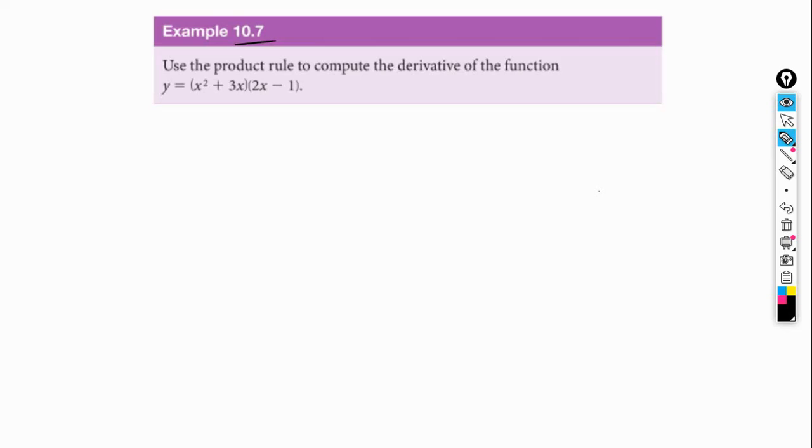Very well, so here we are with example 10.7, and it says use a product rule to compute the derivative of the function y equals x squared plus 3x times 2x minus 1. So obviously you guys know how to expand this by multiplying them and then finding the derivative using the power rule. But in this case, they want us to compute the derivative using the product rule. So we can identify this as u and this as v. So recall that the derivative in this case would be equal to u times derivative of v plus v times derivative of u. So this actually simplifies the process, makes it much shorter than expanding and then finding the derivative using the power rule. So let's just do it.